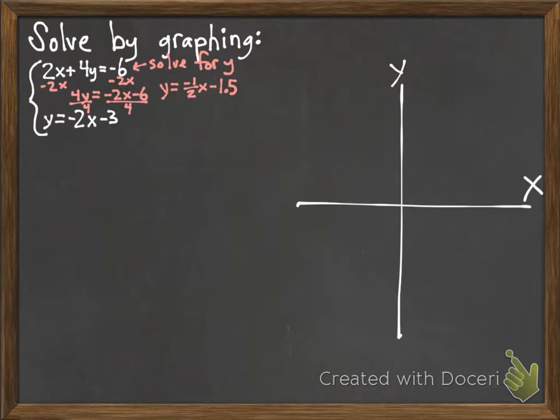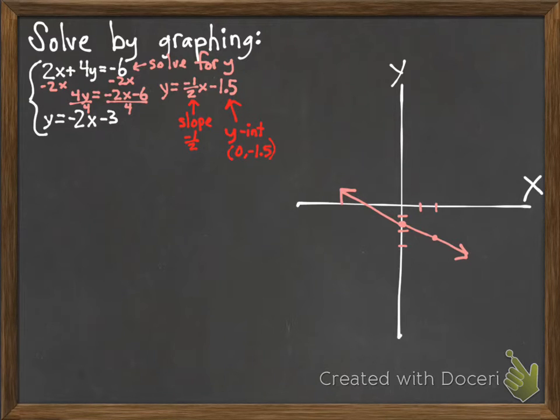Now remember, subtracting 2x on both sides and then dividing by 4 will get the y by itself. And so we can see that the number with the x, negative 1/2, is our slope. And the number without the x, negative 1.5, is our y-intercept. So we're going to start at (0, negative 1.5), which means we're going to go down 1.5. And then our slope is negative 1 over 2, so we go down 1 over 2 to graph our line.